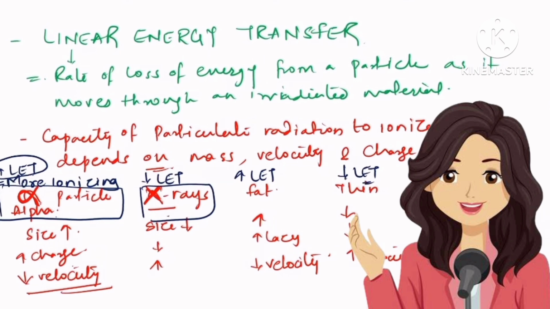So radiation with high LET, or linear energy transfer, is more damaging. So alpha rays are more damaging. You can get an MCQ: which of the following radiation or particulate radiation is more damaging? You will write alpha particles or alpha rays. I hope this concept is understood well. If not, you can post it in the group and I'll explain it again.